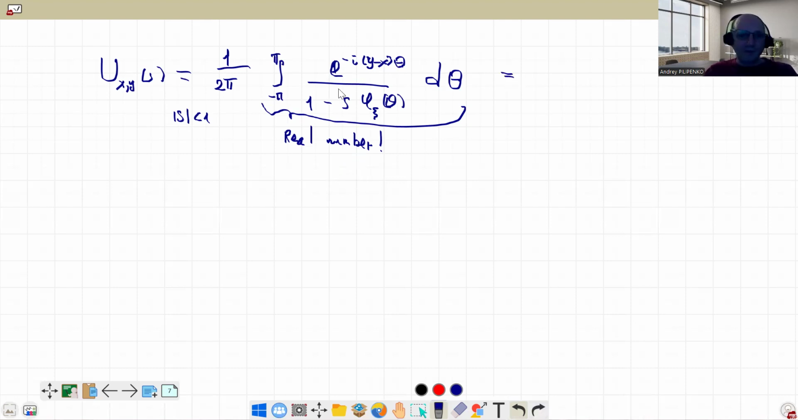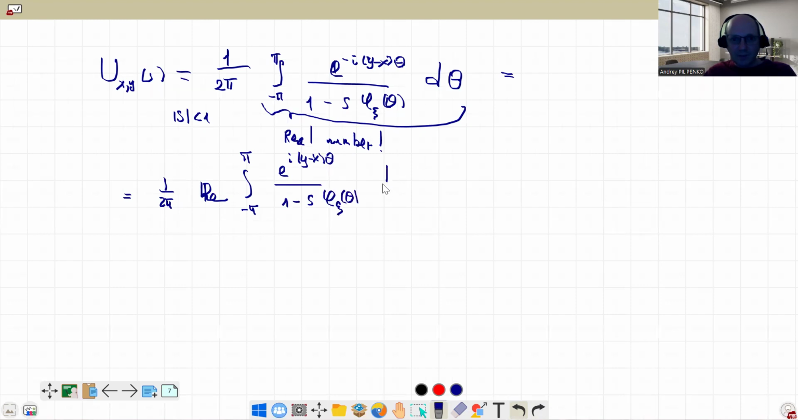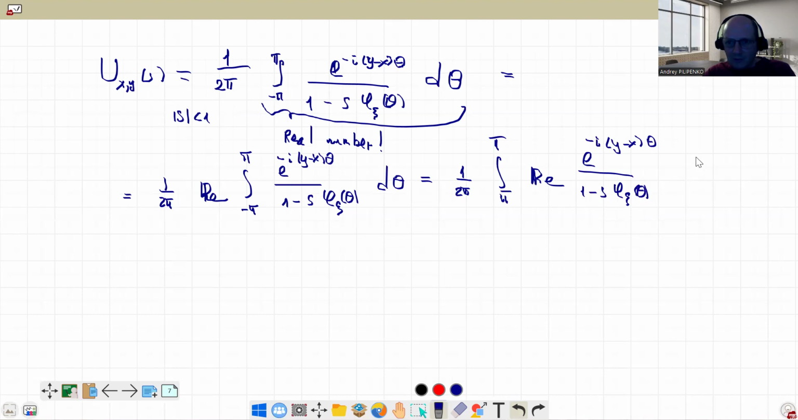So I may write the following: 1 over 2 pi, real part, integral from negative pi to pi, e to the power i y minus x theta, 1 minus s phi psi of theta d theta, and I can integrate the real part of this term. We know that the imaginary part disappears, so sometimes it's easier. Minus x theta. Oh, I forgot minus, 1 minus s phi psi of theta d theta.